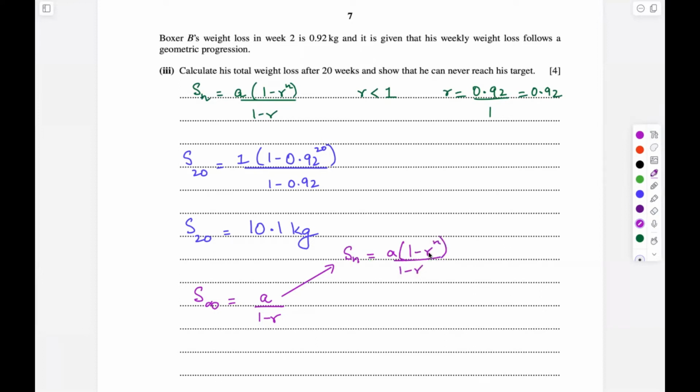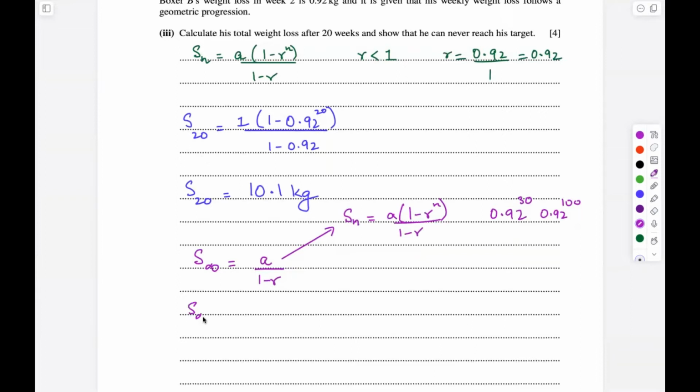Now, if r is less than 1, so let's say in this case it is 0.92, and we write a power of, let's say, 30, this value will keep on decreasing. And if we write a bigger value, let's say 0.9 to the power 100, it will become even smaller, and it will basically become 0 for very high values of n. So that's why r to the power n becomes 0. So the sum of infinite terms, or sum to infinity, is a upon 1 minus r.